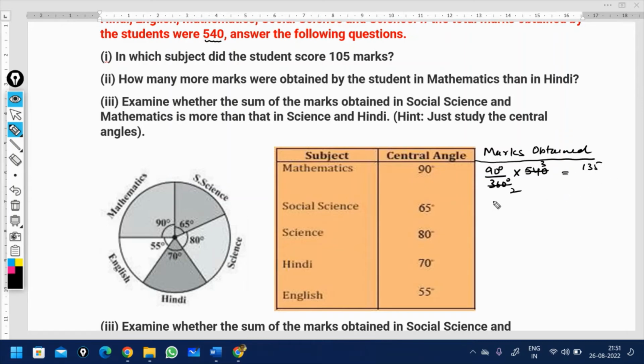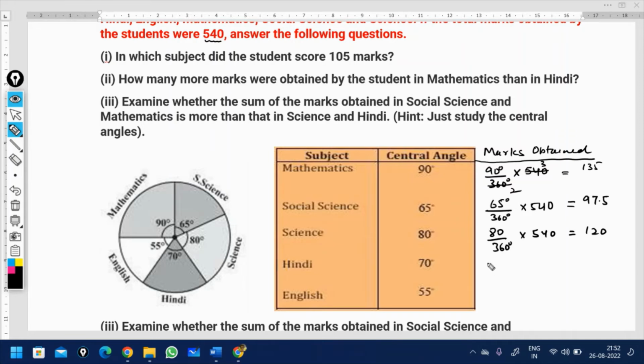Okay, let's do the second one. It will be 65 degrees upon the total complete angle of the circle, and then we multiply it by 540. When you reduce it one time, that is 3 by 2 every time. So all you have to do is just calculate. This will give us 97.5. Let's do the third one. 80 upon 360 degrees. Start calculating on your own. Okay, and can you calculate this with me? Yes, quickly. It will give me 120. Let's do the fourth one.